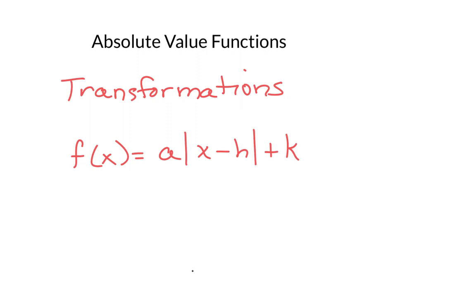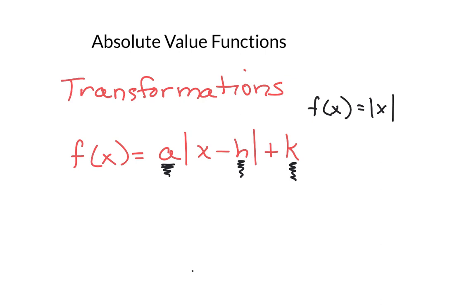Our basic absolute value function I mentioned earlier is f of x equals the absolute value of x. How we label these transformations and refer to them is we call the number that we put in front of the absolute value sign a, the number that's inside the absolute value with the x, we call that h, and the number outside we call k.